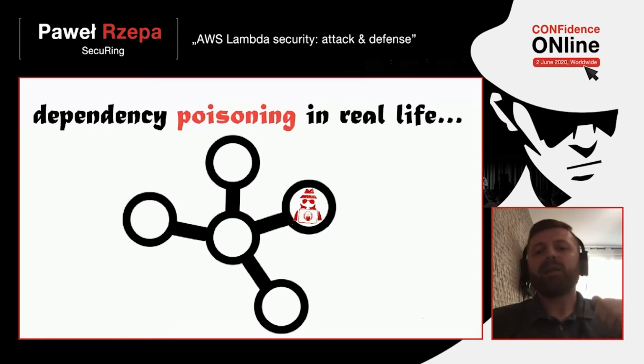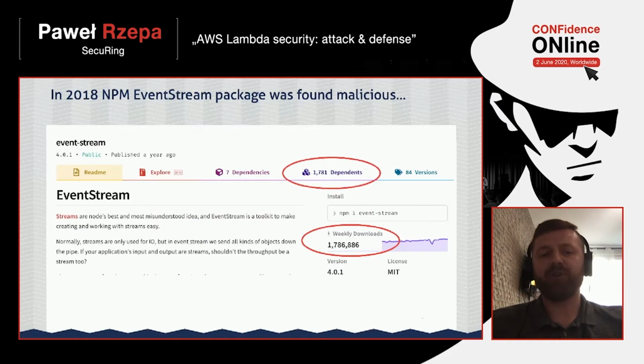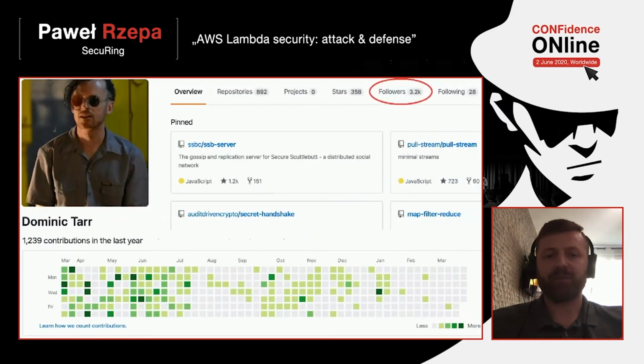Now, do such attacks happen in real life? Let me tell you the story about dependency poisoning in a very common NPM package, which is called event-stream. Event-stream is kind of a toolkit to handle streams in your application. It is a very popular package with almost 2 million downloads weekly. And it is broadly used among many various applications.